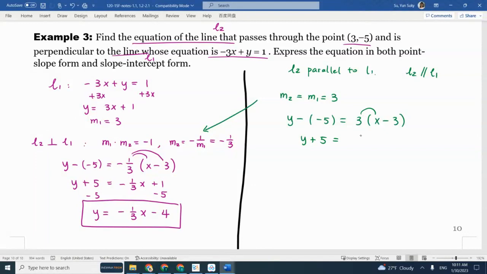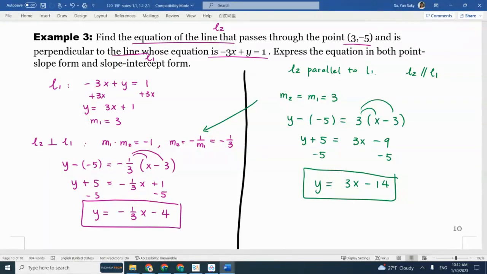Okay, y minus negative becomes plus. And then we distribute. 3 times x is 3x. 3 times negative 3 is negative 9. And then we subtract 5 on both sides. So y equals 3x minus 14. Yes. Okay. So for this problem, this is the solution. And I'm saying that if instead of perpendicular, we have line 2 parallel to line 1, this is the solution. In the exam, you will have both problems.